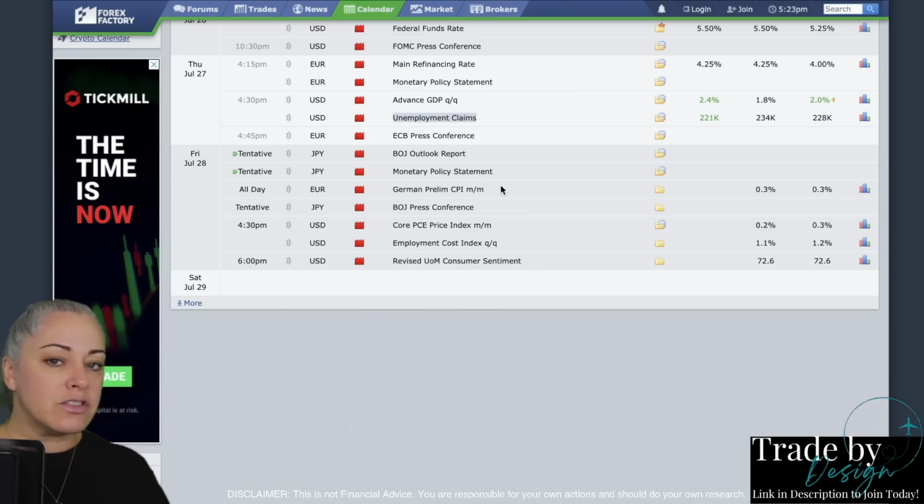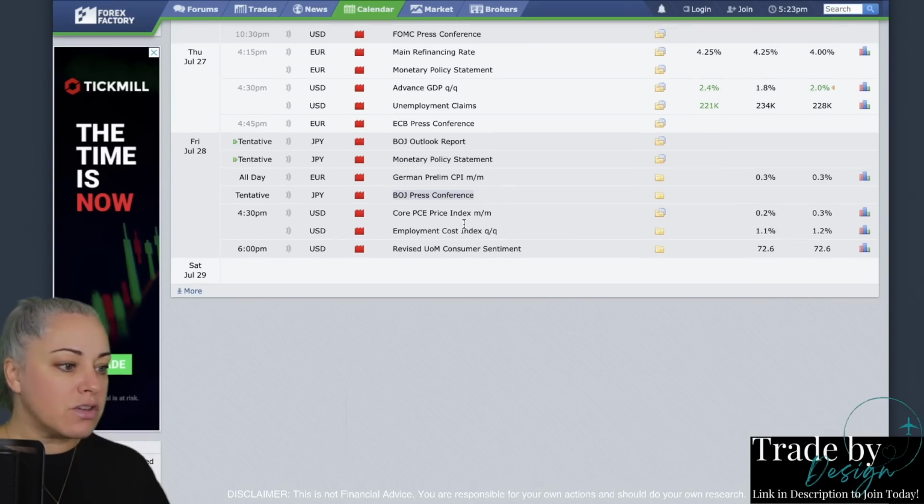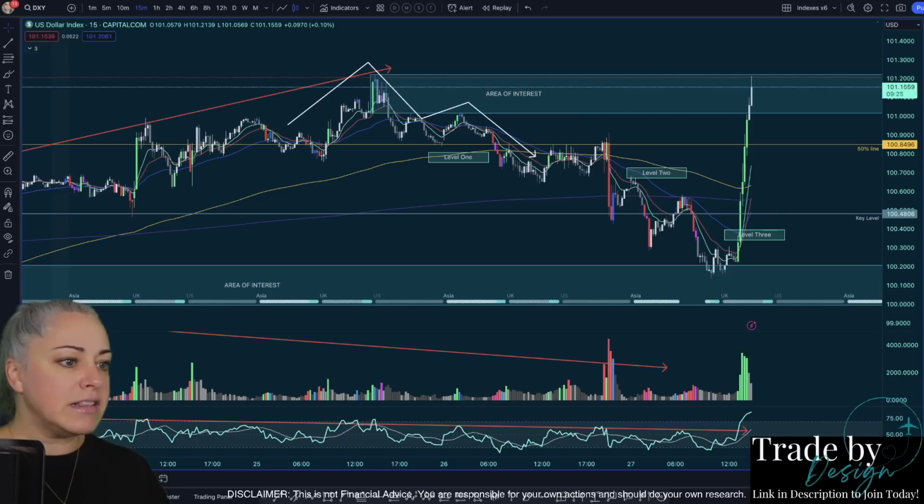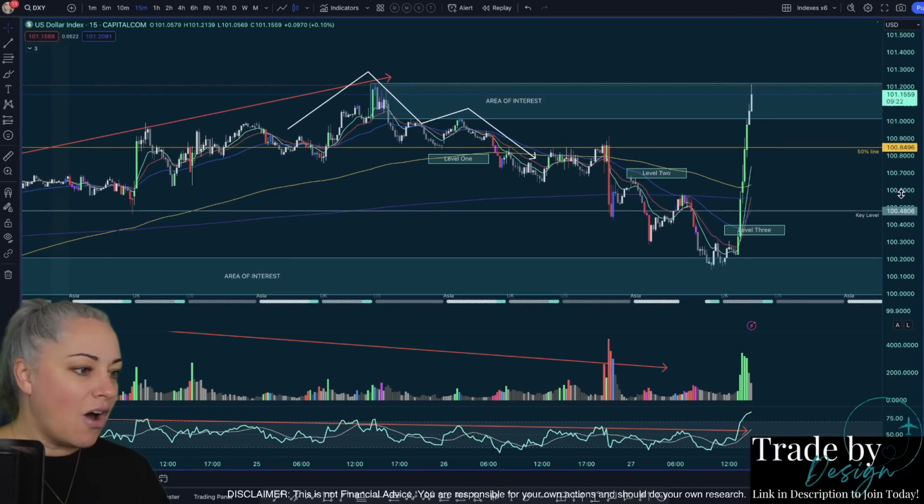So if US is going to set up for something tomorrow, then the first session tomorrow is going to be Asia. So in Asia tomorrow, we have the Bank of Japan outlook report, monetary policy statement. Now they're only tentative at this point in time, so just keep that in mind. The BOJ press conference, and then we've got some other US news events at 4:30 p.m. Dubai time, which is core PCE and unemployment costs. This is also an earnings week as well, so it could be anything that comes out. Speaking of which, being earnings week, you need to keep an eye on DXY.